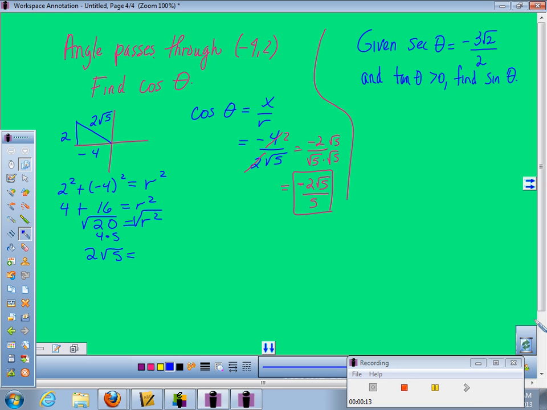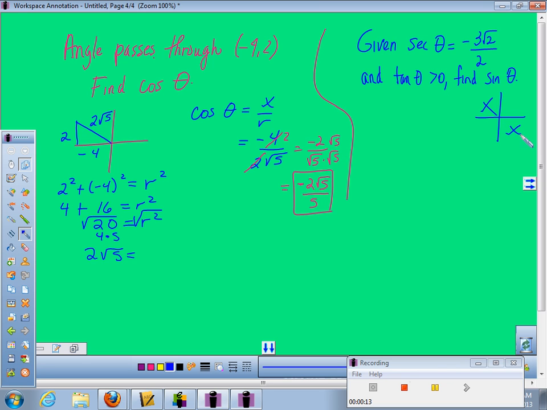Well, tangent's got to be greater than zero. It's got to be positive, I can tell you right now. Since tangent is greater than 0, it's got to be positive, and I told you secant is negative. So you are looking for a quadrant where tangent is positive and secant is negative. Tangent's only positive in the first and third quadrants, so it can't be the second. It has to be the third one.